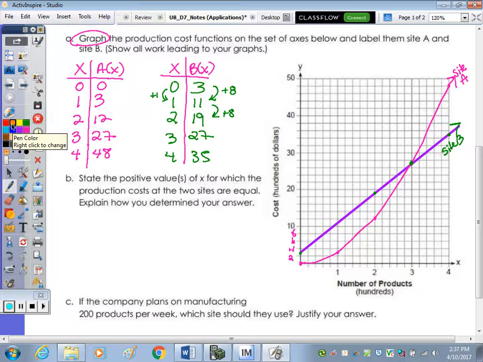So part B says to state the positive values of x for which the production costs at the two sites are equal. So I want them to have the same cost, which is your y. The point where both graphs share the same y is the point of intersection. Okay, so that's an x value of 3. Explain how you determine your answer.